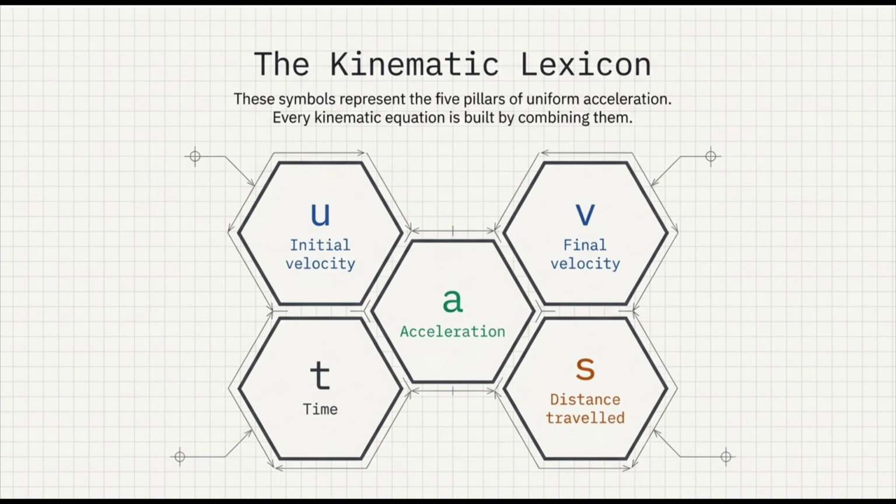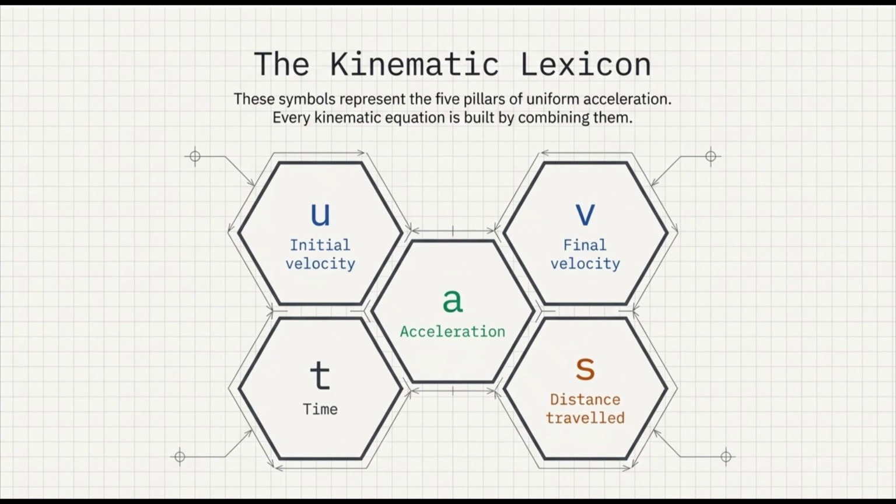Now let's see the kinematic lexicon. Before solving problems, we must understand the fundamental quantities of kinematics. As we have mentioned, u is the initial velocity, and v is the final velocity. a is acceleration, t is the time interval, and s is the displacement or distance traveled. Every equation of motion is simply a relationship between these five variables.